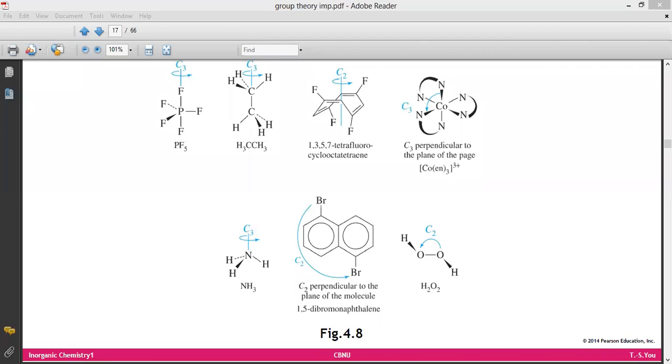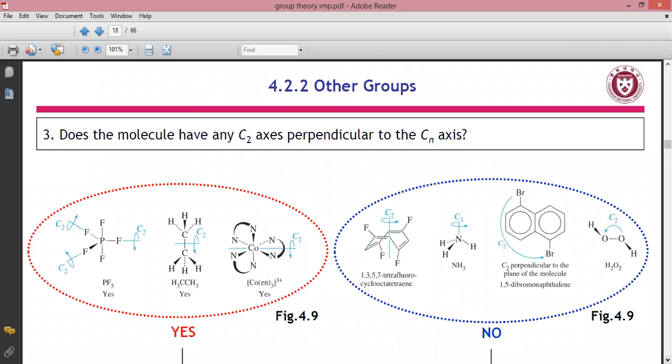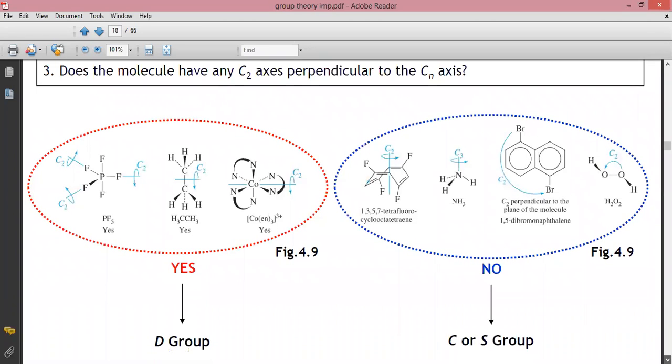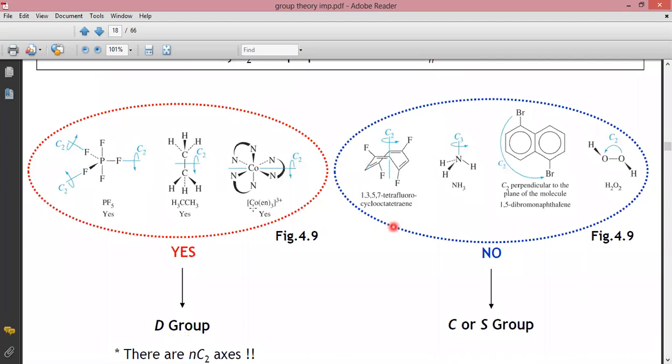I will try my best to give all the examples in one lecture. This PF5, we have seen this in the previous slide. This has a C3 axis present and a C2 axis also present. When the axis passes through fluorine and phosphorus, it will rotate this fluorine and this fluorine and this fluorine and this fluorine. Similarly, this C2 axis is present, and there are three C2 axes present, C3 and 3 times C2 axis, and that is why we call this the D point group.